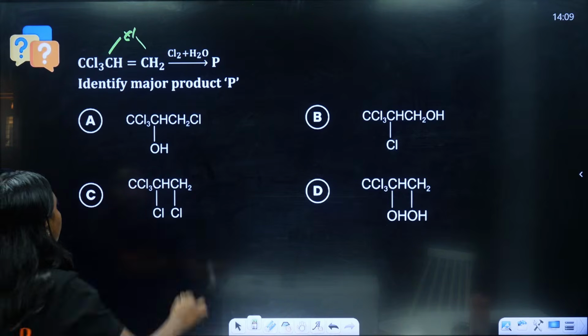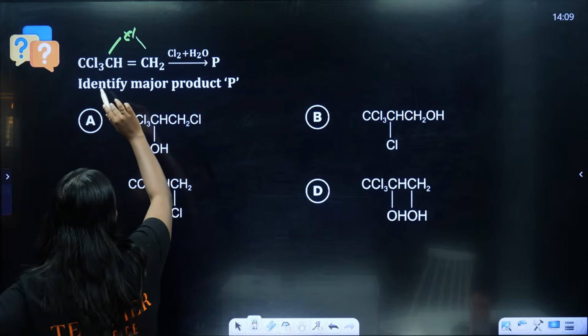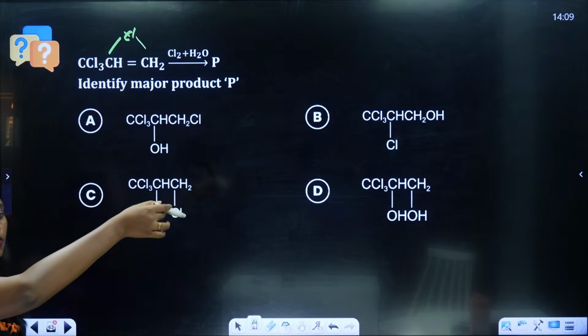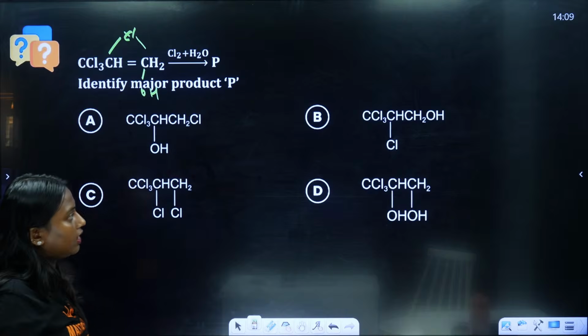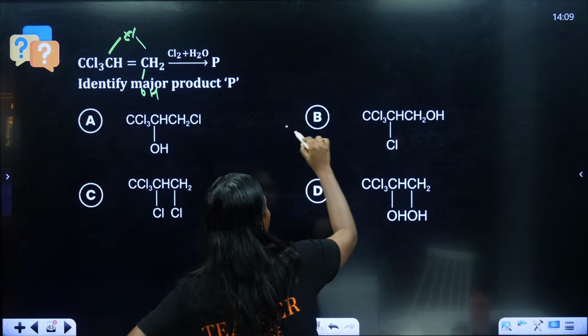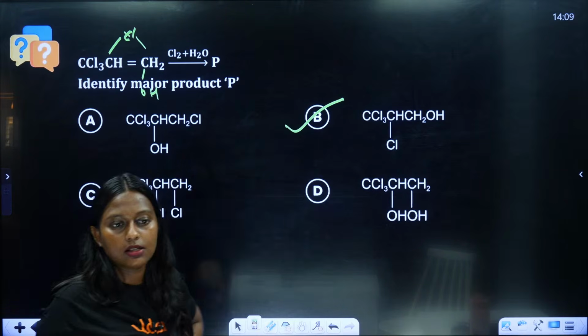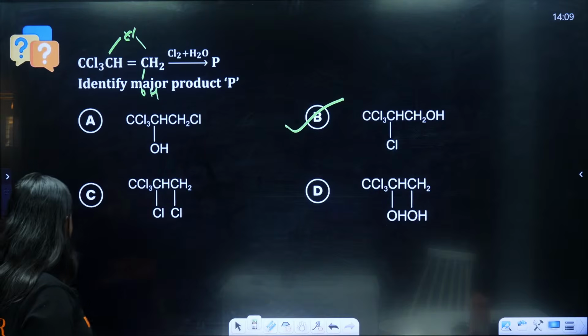When treating in the presence of water, on one side chlorine will come, on the other side OH will come. So on this side we can expect OH. So yes, the correct answer is this only. Nice. Very good, guys.